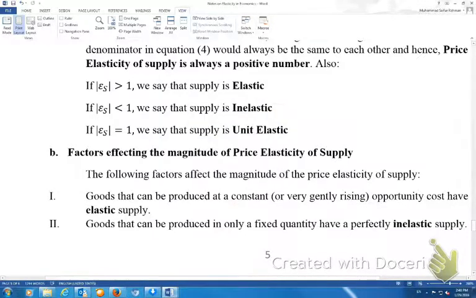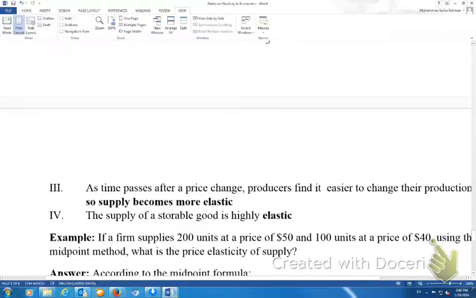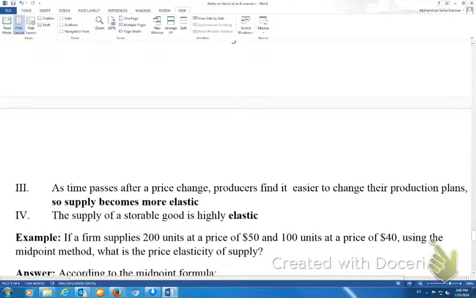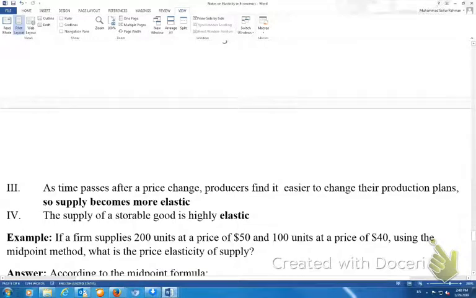And then the next one is we can think about the time. The issue of time is kind of important. As time passes after a price change, the producers find it easier to change their production plans, because with a longer time window, their production is more flexible. As a result, supply becomes more elastic over time. Also, if the good is storable, then the supply of the storable good is price elastic.